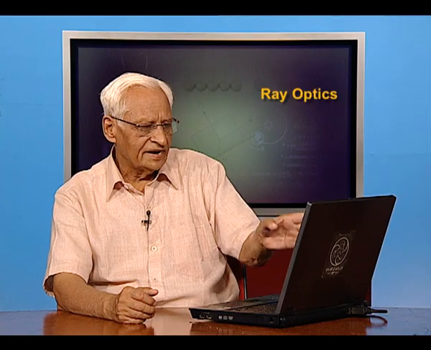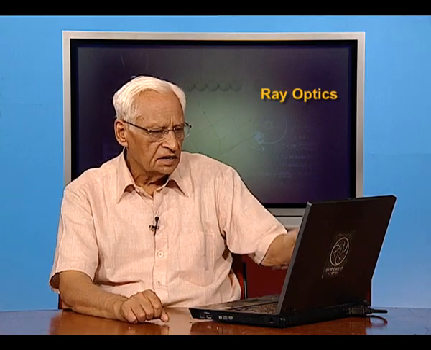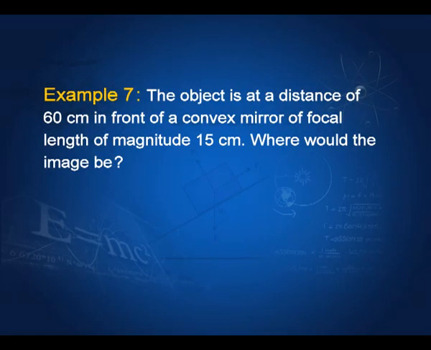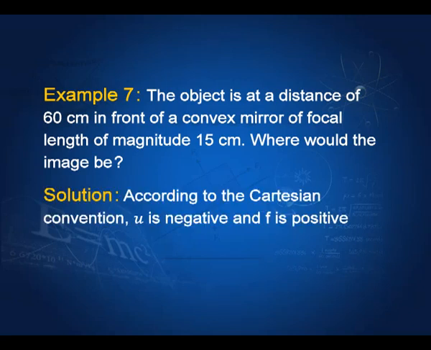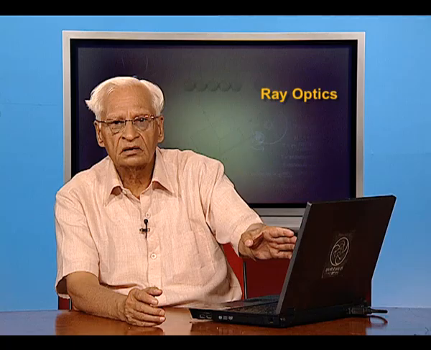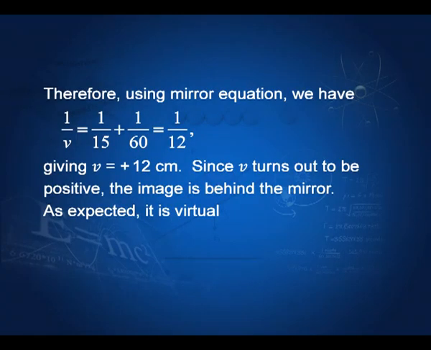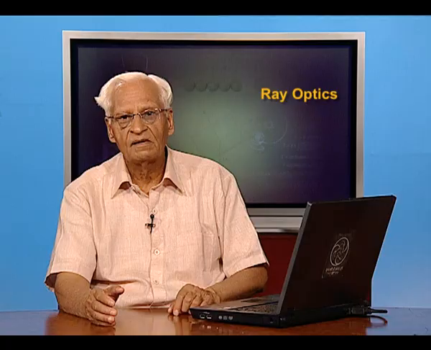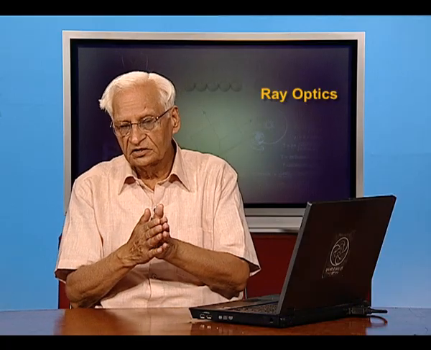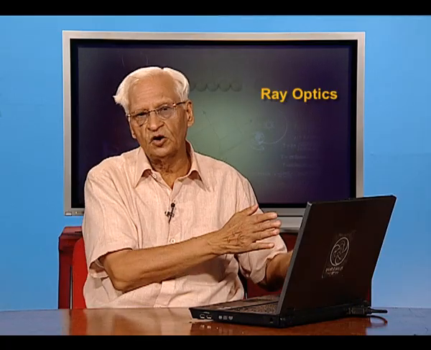So, let us take an example. Suppose the object is at a distance of 60 centimeters in front of a convex mirror of focal length of magnitude 15 centimeters. Where would the image be? Now, obviously, u is in front of the mirror, therefore it is negative. F, we have seen, for a convex mirror is positive. We substitute the values and find v, and v turns out to be plus 12 centimeters. That means the image is on the side opposite to that of the object.